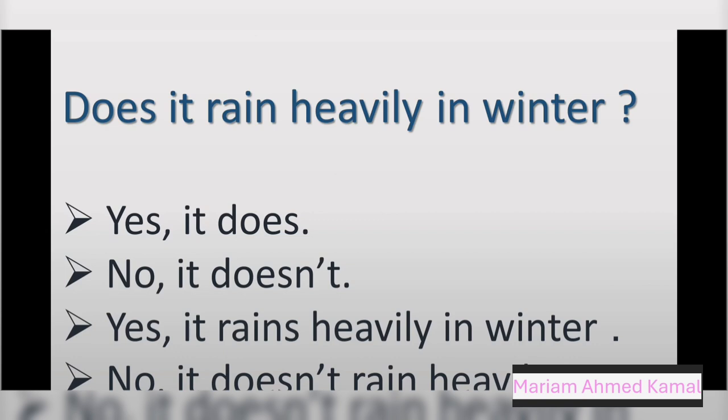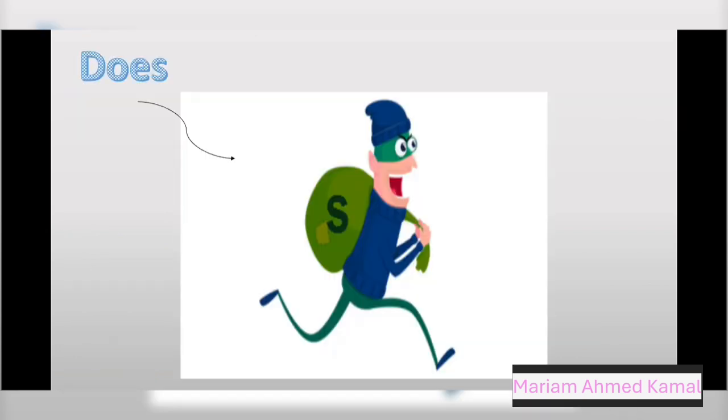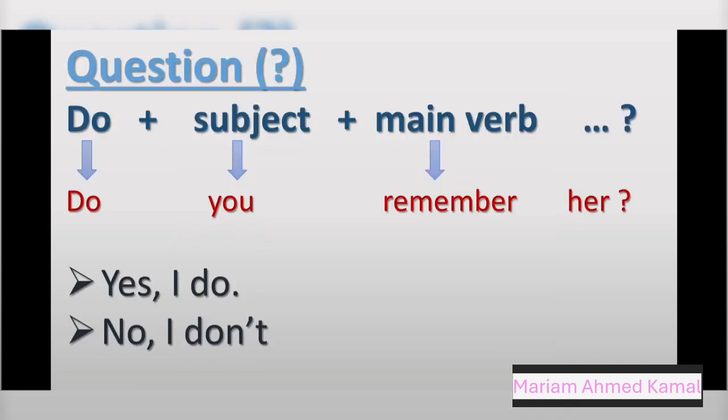What about the full answer? Yes, it rains heavily in winter. No, it doesn't rain heavily in winter. This is the case in Egypt. So in Egypt, it doesn't rain heavily in winter. Okay, but maybe in USA or other countries, yes, it rains heavily in winter. Okay, so does and do, they should be followed by the base form of the verb. So does takes the s or the es or the ies from the verb.